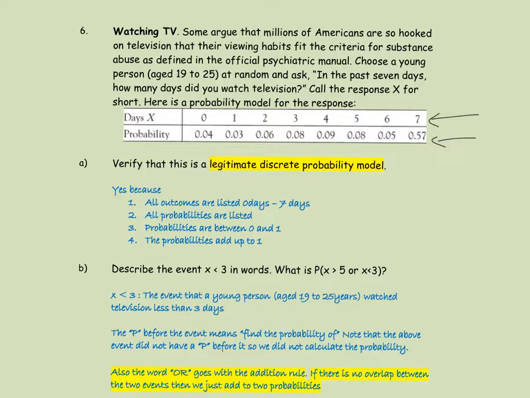The population here is young people, ages 19 through 25, and what we are measuring is, in the past 7 days, the number of days that each individual watched television. So the response is a measurement. It's the number of days. It can be listed, so it's a discrete sample space.